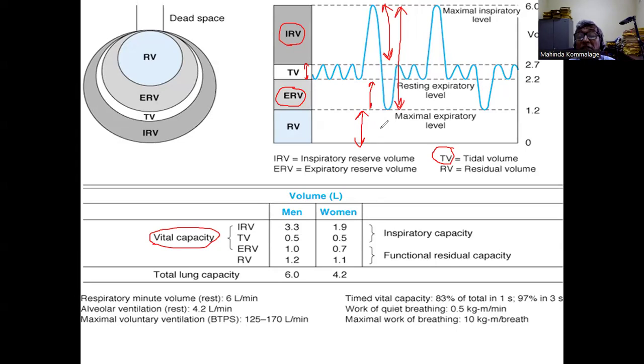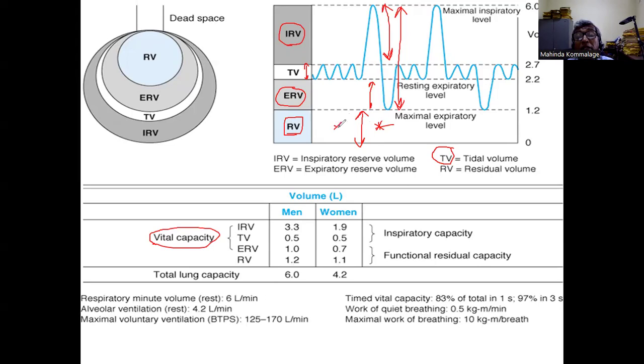Whichever effort we put to expirate, this volume we cannot remove. They are there. Therefore, we call it a residual volume. Residual, probably you remember, means something that remains, something deposited that we cannot remove. So residual volume, we cannot do anything. About 2 liters, or more than 1 liter, of residual volume is there.